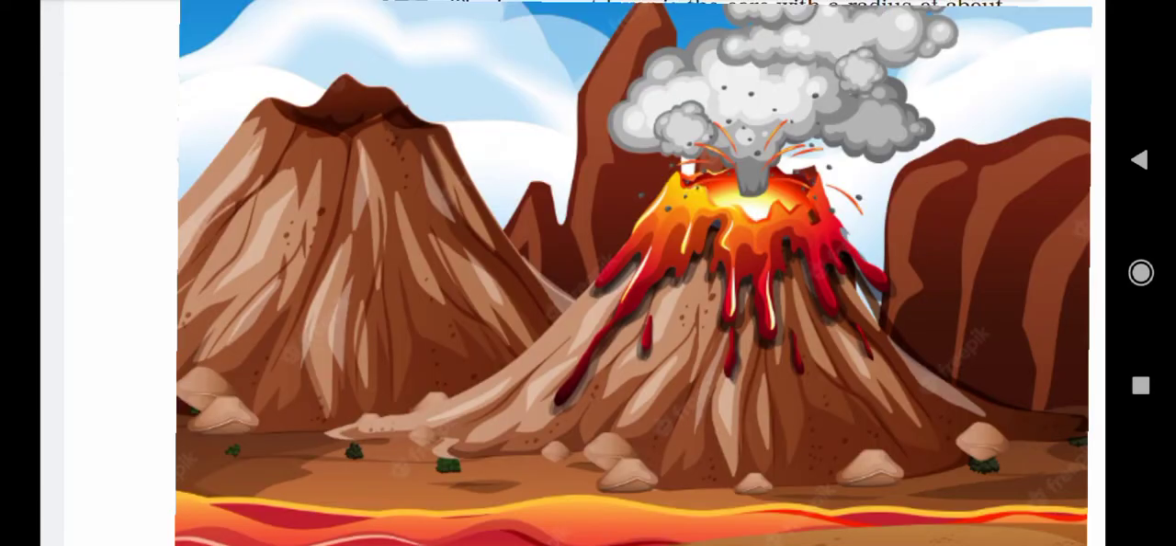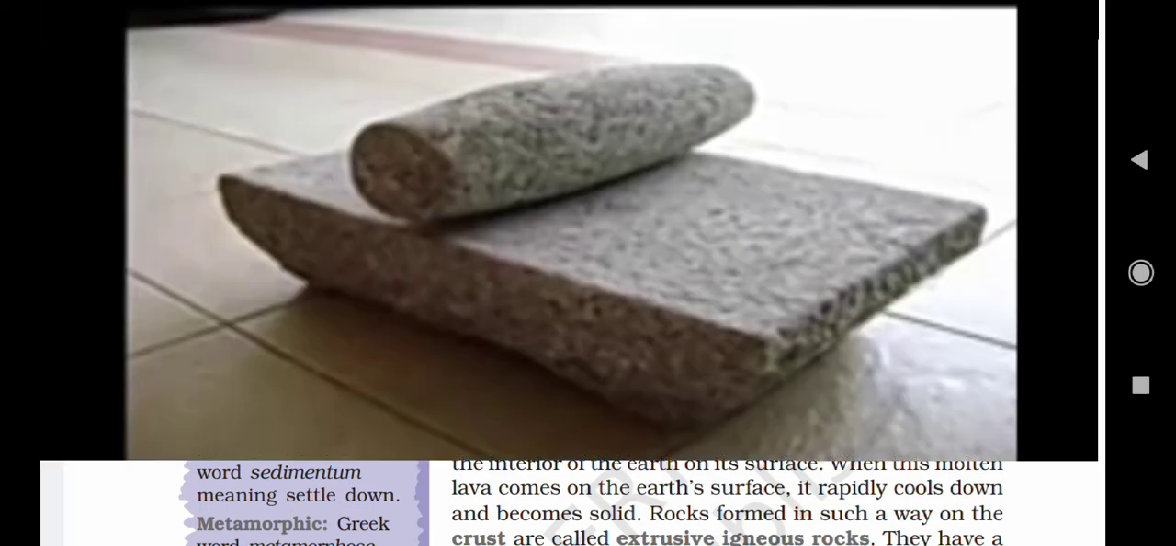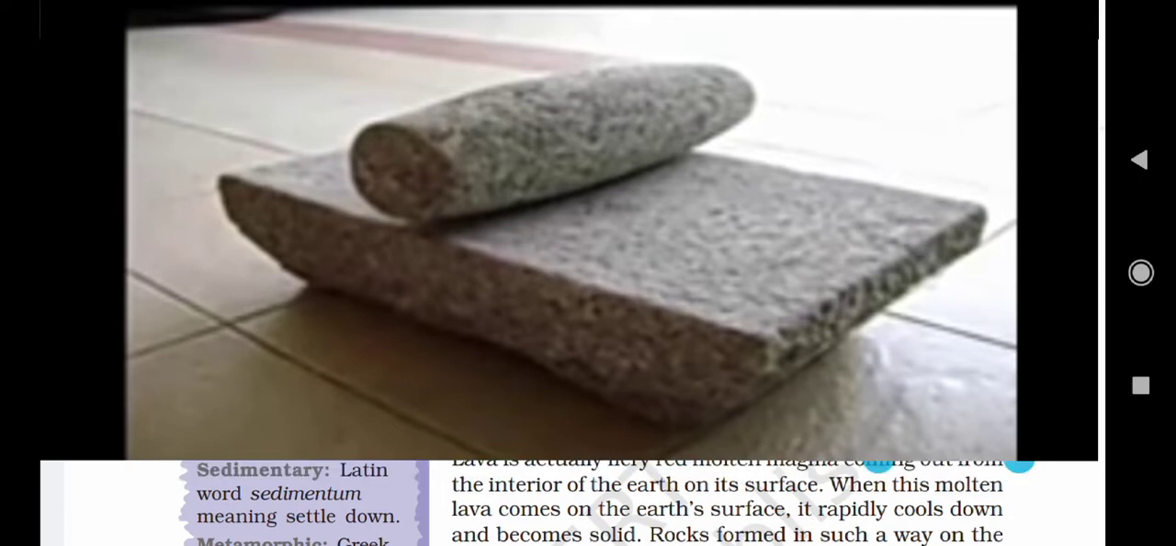Now imagine lava coming out from a volcano. It is actually fiery red molten magma coming out from the interior of the Earth onto its surface, and when this molten red hot material cools down on the Earth's surface, it becomes solid rock. Rocks formed in such a way are called igneous rocks. In literal terms, what are igneous rocks? It is nothing but the average granite that you see on the roads. One such example of igneous rock is the grinding stone that we use to make paste of home masalas and various food items.